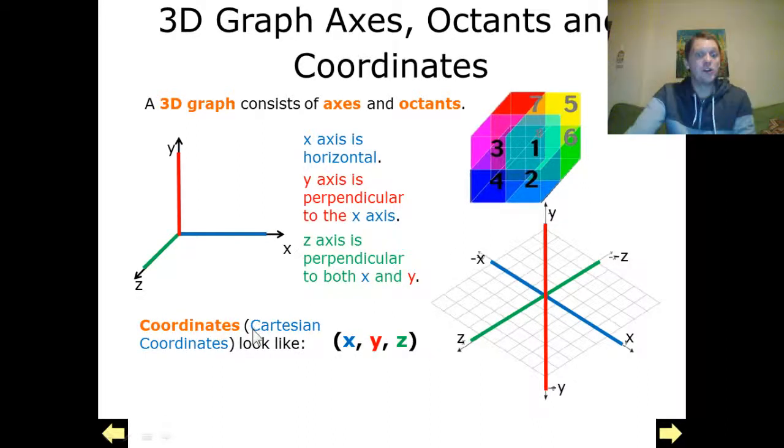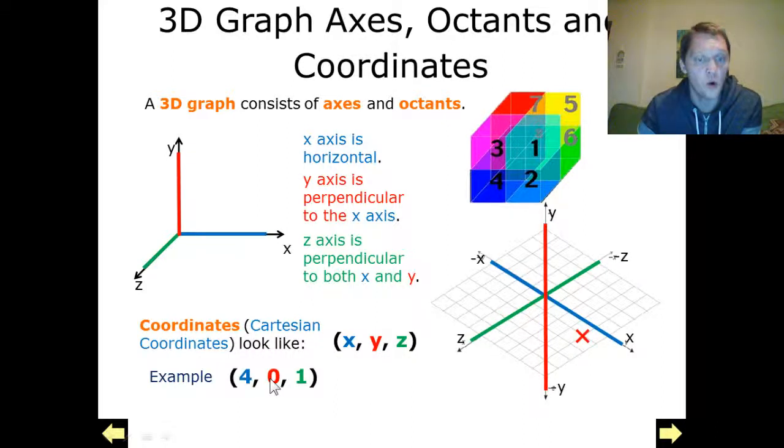Dealing with our coordinates, Cartesian coordinates, they look like this. So our x number will go first, our y number second, our z number third. So for instance, I've gone for 4, 0, 1. So along the x, 1, 2, 3, 4. I'm not going to go up by any because my y value is 0, but I'm going to go along the z coordinates by 1. So just stepping from here and going across by 1.